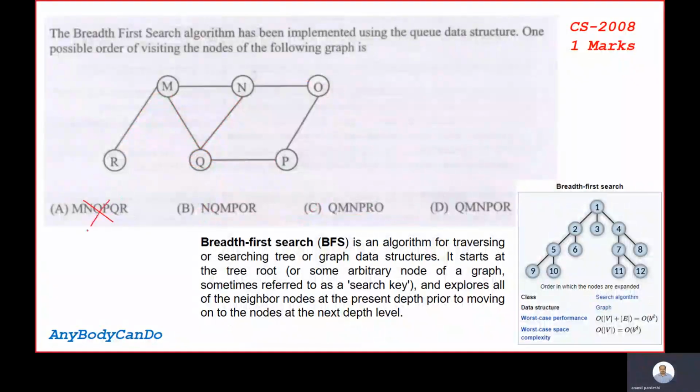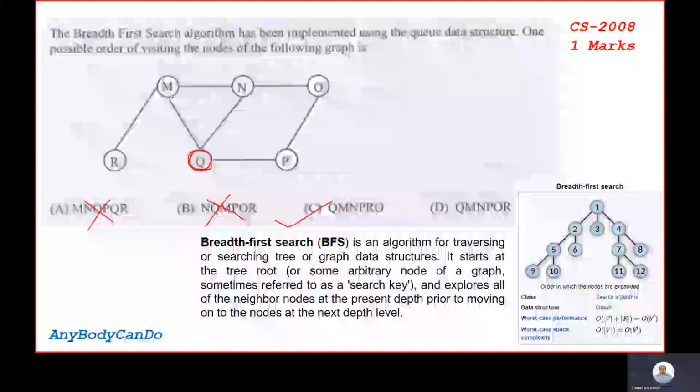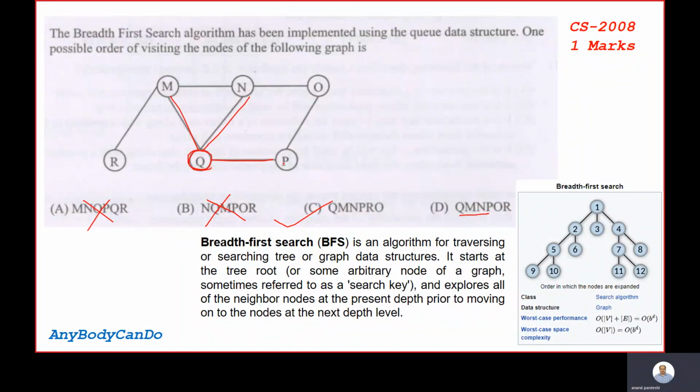We will evaluate option D also. We know that option A is wrong, option B is wrong, and option C is correct. Now we will investigate option D for practice purposes. First we start from this node, which is Q. We visit M, then N, then P. Till now this is perfect, but after visiting P, going to the next level, they visit O, which is not possible in the breadth first search algorithm. That's why option D is also wrong.